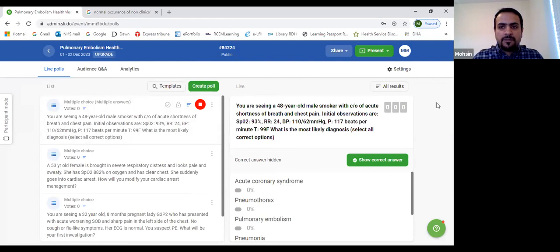You are seeing a 48-year-old male smoker with complaints of acute shortness of breath and chest pain. Initial observations are saturations of 93%, blood pressure of 110 by 62, pulse of 117 per minute, mild temperature of 99 degrees Fahrenheit. What would be your most likely diagnosis? You can select any of the correct answers. It can be more than one.